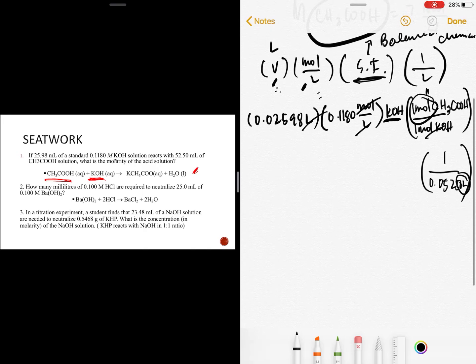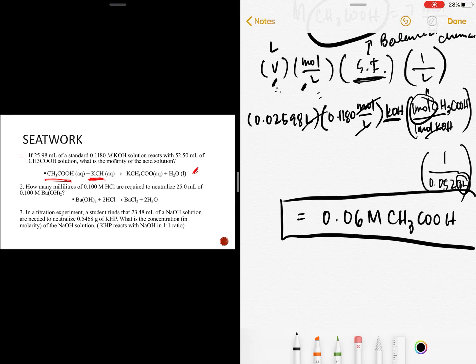O, input mo na lang yan ng diretso sa calculator, 0.02598 times 0.1180 divided by 0.05250. The molality of the solution is 0.06 molal. Molal CH3COOH, acetic acid. Okay. Yan na yung sagot sa number 1. Madali lang, di ba? Kasi may format ka naman na sinusundan. Ang nag-iiba lang is yung last term, depende kung anong hinahanap.